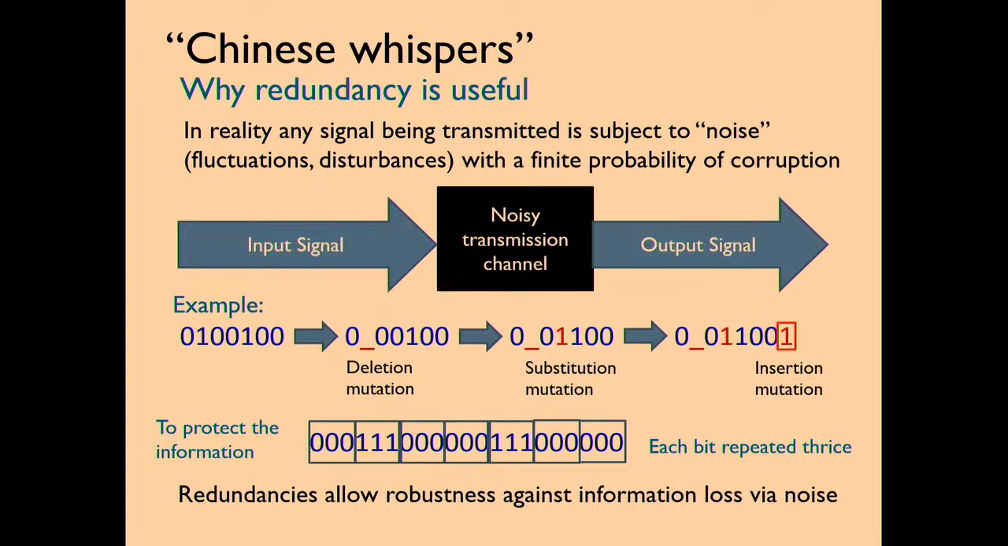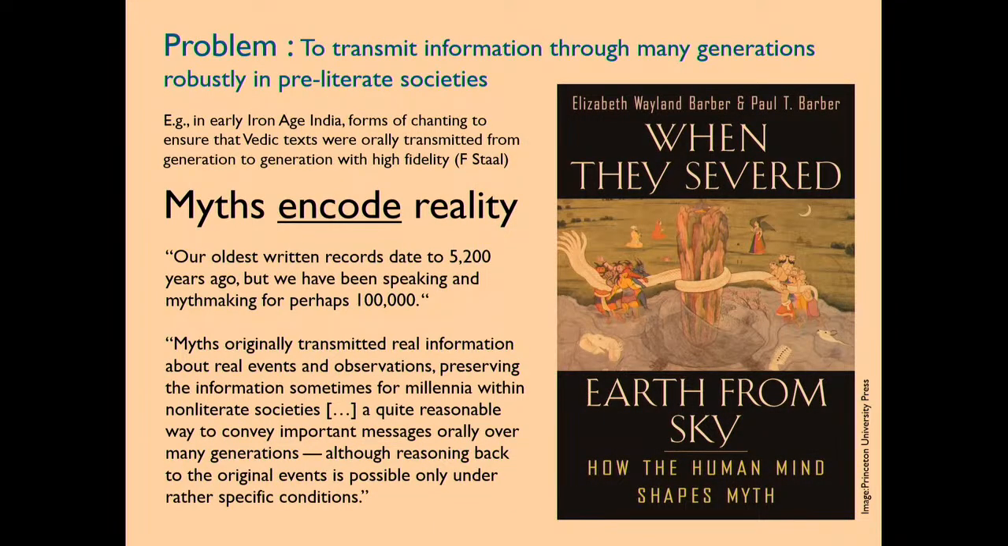That you can actually measure how much robustness you build into the message such that you can guarantee that it would get transmitted without any problem, without any information being lost. Now, this raises a very interesting connection. Those of you who study myth may have actually seen this wonderful book by Elizabeth Barber and Paul Barber called When They Severed Earth from Sky, and it's a book about what is the history that is hidden in human myths. Do they encode actual historical events?